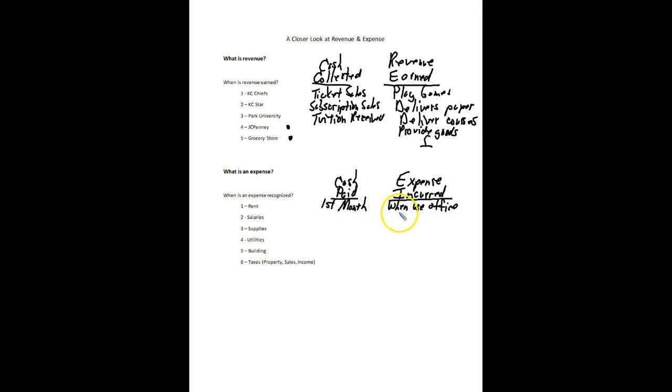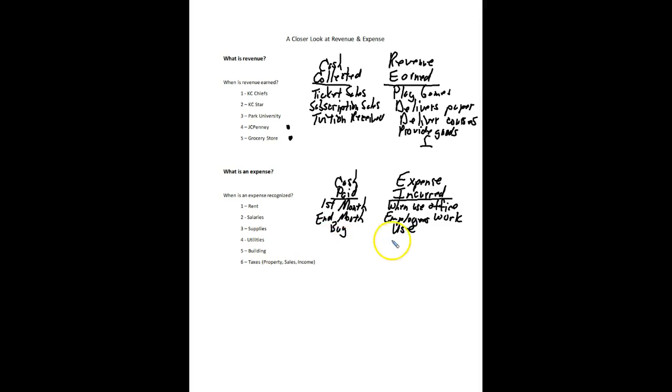Salaries, the expense usually takes place first. So workers work, our employees work. And then we pay, sometimes at the end of the month. It could be end of the week, every other week, end of the month. So the timing of that can differ. Supplies, right? We buy them first and we use them later.